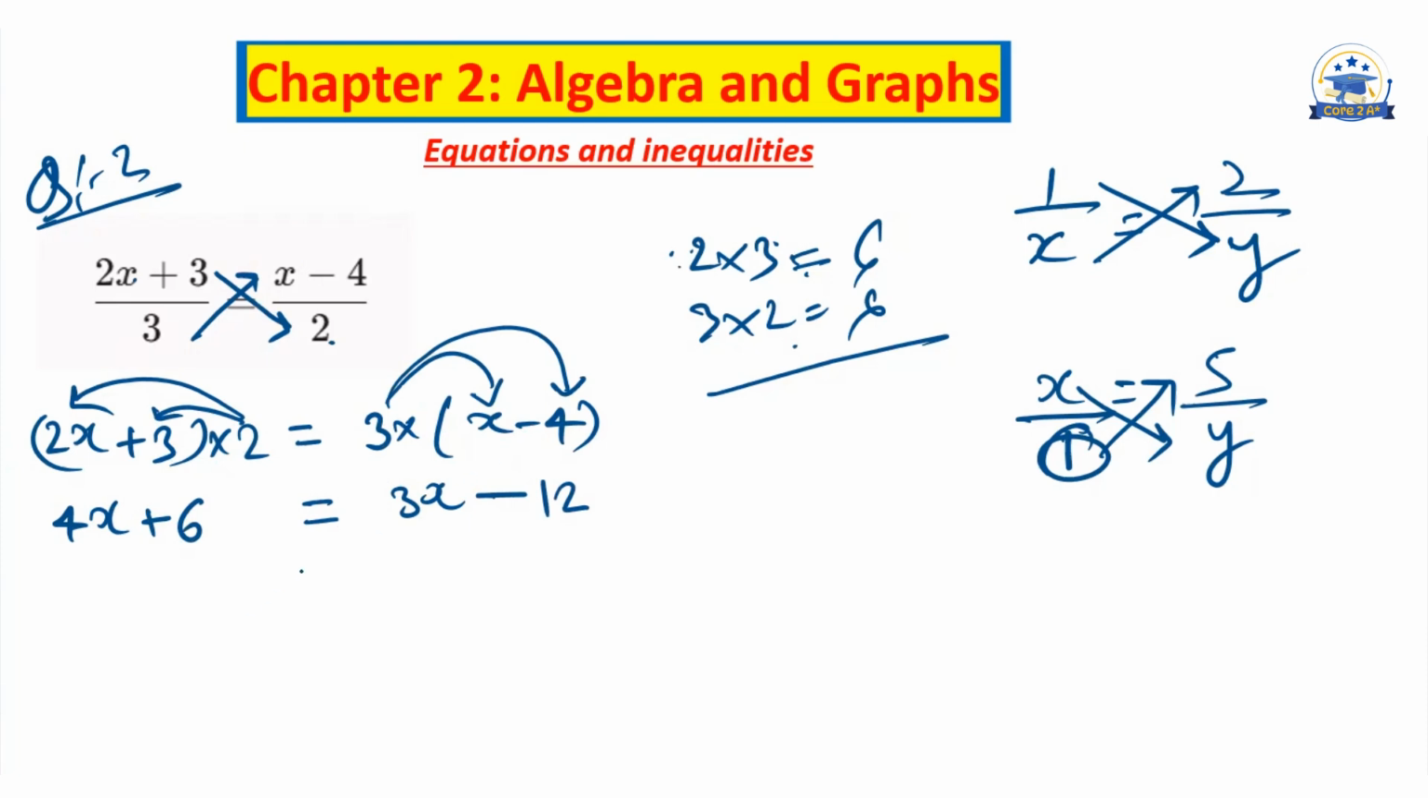Now, collect the like terms. Like terms means same type of terms. Here we have x, x. So, try to keep x in the left hand side. 4x, shift this 3x in the left.